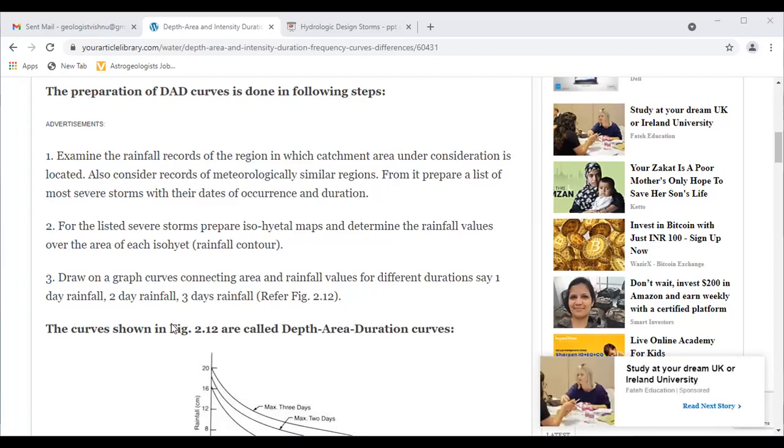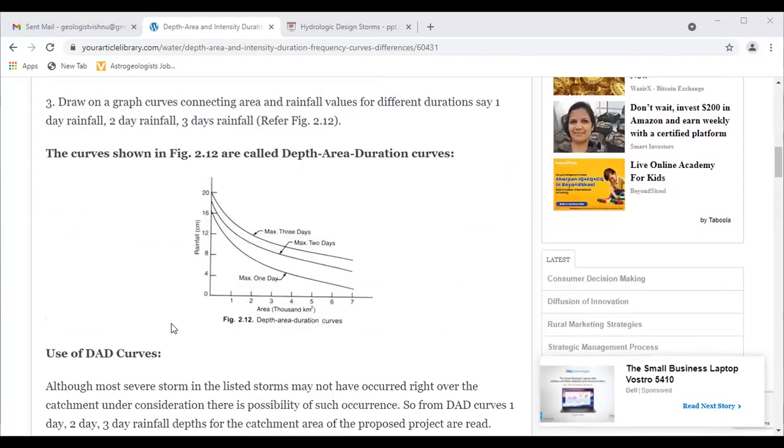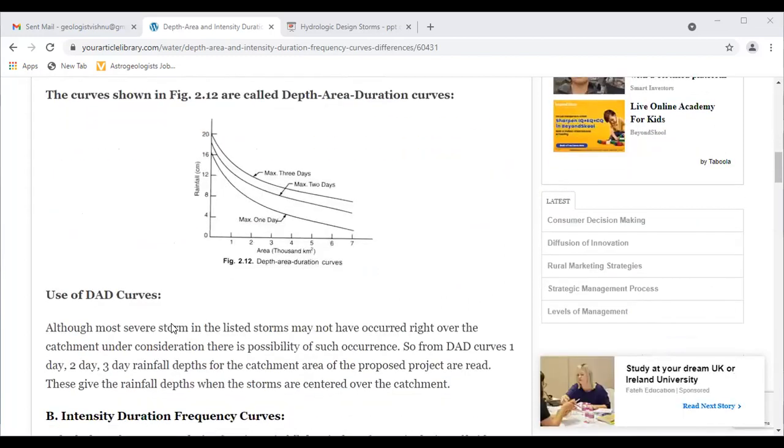Rainfall contour is nothing but an isohyet. Draw graphical curves connecting area and rainfall values for different durations, say first day rainfall, second day rainfall, and third day rainfall. Here, I will just give an example. The curves shown in the figure are called depth area duration curves. Here, the x-axis is area in 1000 km square and the y-axis is rainfall in centimeters. Maximum one day is 16 centimeters, the maximum second day is 18 centimeters, and the maximum third day is 20 centimeters.